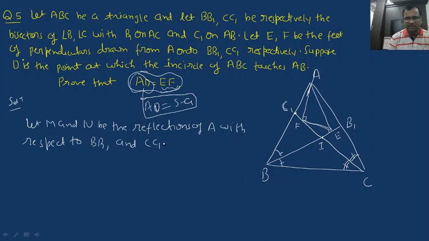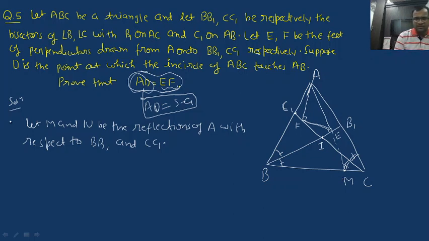Then clearly M and N lie on BC. The reason is very much clear. Suppose we extend AE, and when AE extended meets the line BC at this point M. Now we have to show that M is a reflection of A with respect to BB1.